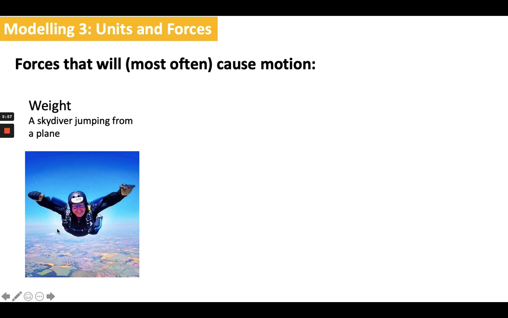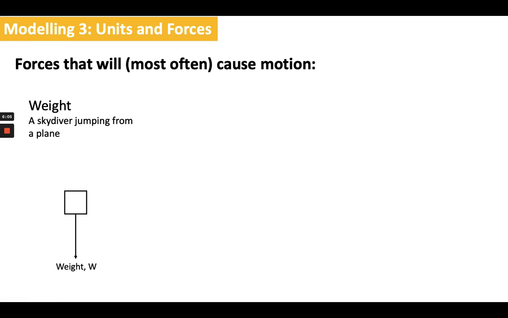Now, we always, as we've mentioned, want to simplify a model, and I don't want to have to draw this gentleman every single time I'm talking about a skydiver. So actually, I'm going to represent him as just one square, or one dot would be acceptable, with an arrow downwards for the weight. Now, we call this a free body force diagram. Okay, I have a simplified idea of what this object is, and I have an arrow which represents the force, the weight, going downwards.